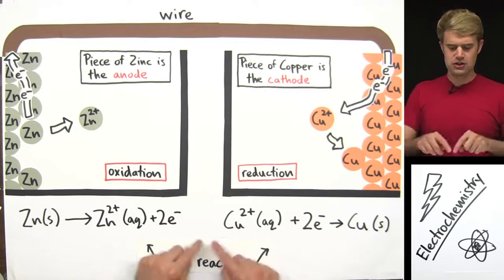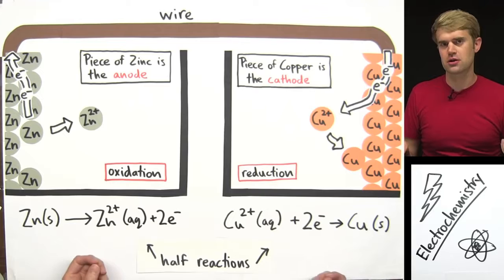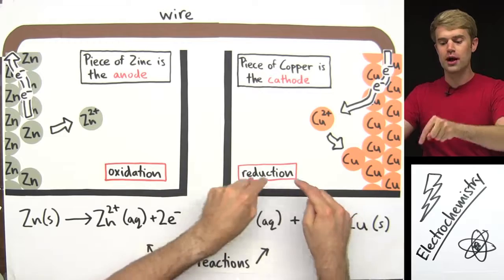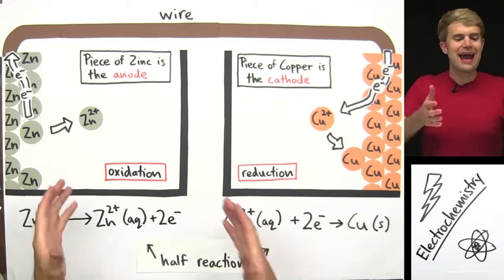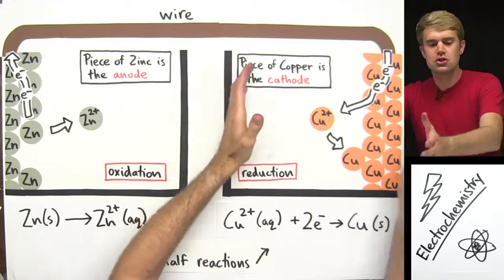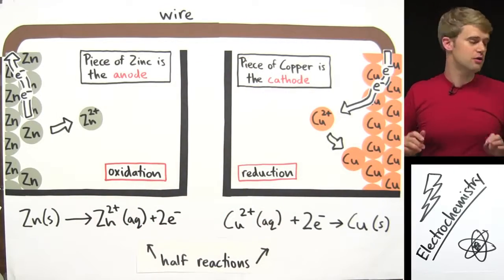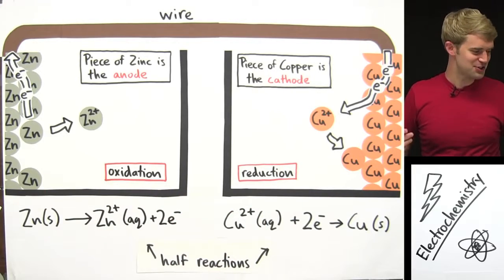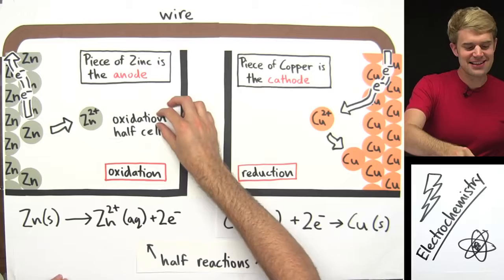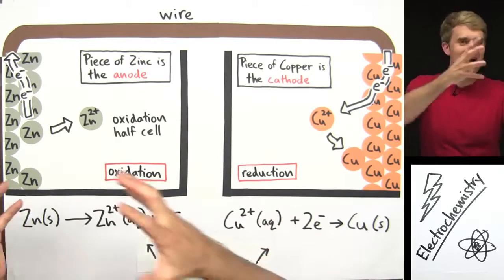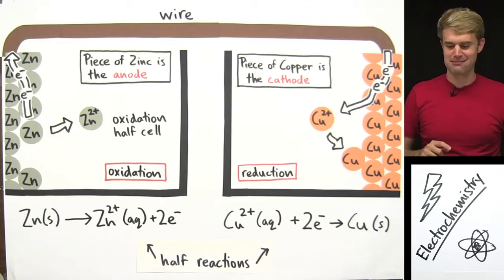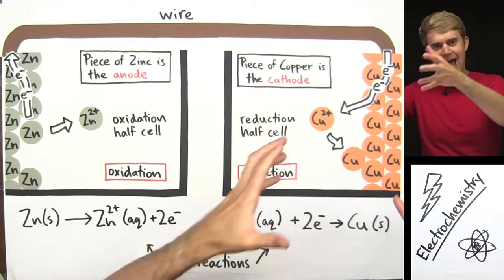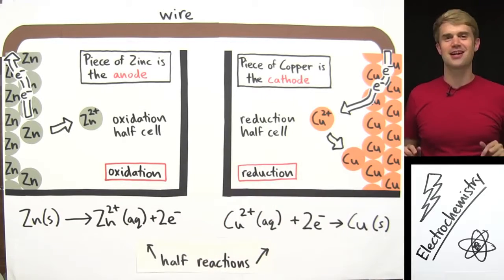Now these two reactions that I wrote, we call them half reactions because each one of them tells half the story of the oxidation reduction process. And we can actually give names to these two parts of the voltaic cell, as if each one of them is half of the big picture. We call this the oxidation half cell. It's half of the voltaic cell where the oxidation is taking place. And we call this the reduction half cell. It's half of the voltaic cell where reduction is taking place.